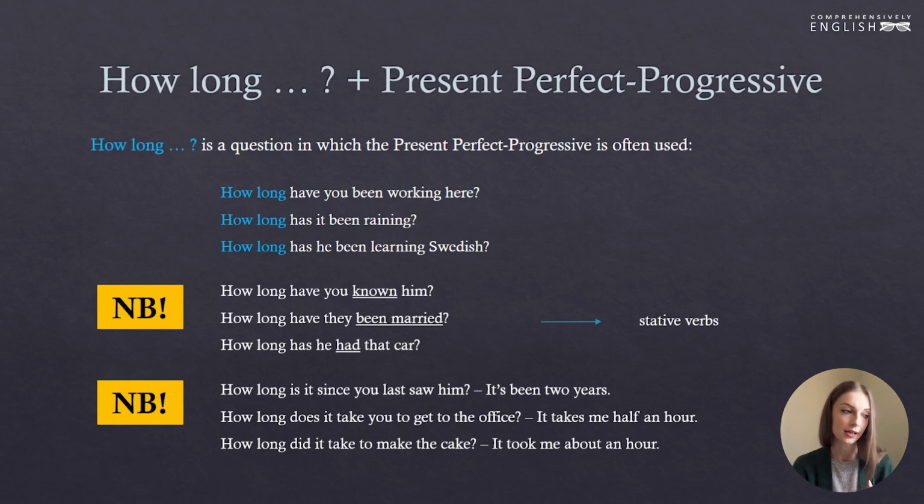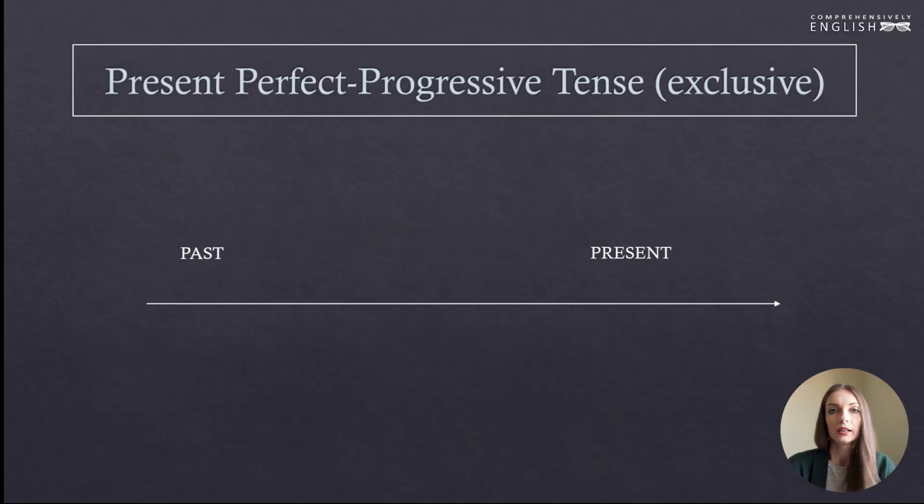How long did it take to make the cake? How long did it take you yesterday? For example, you are talking about a situation that happened somewhere in the past. You just want to know this factual information about the past. It took me about an hour. Let's now talk about what we call the present perfect progressive exclusive. I see some people struggle with defining what is the result in the present, when is it important, when it is not important. Let's look at this drawing of mine.